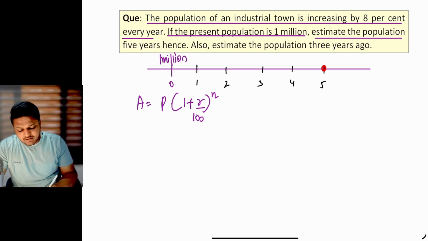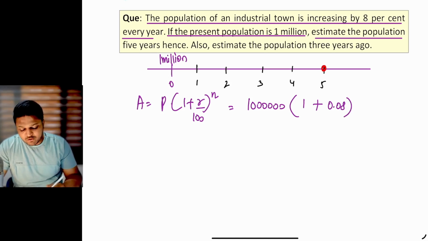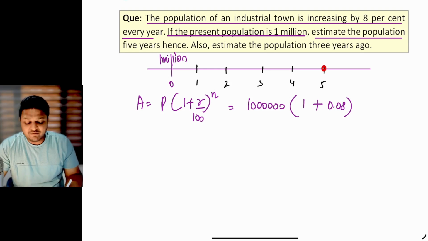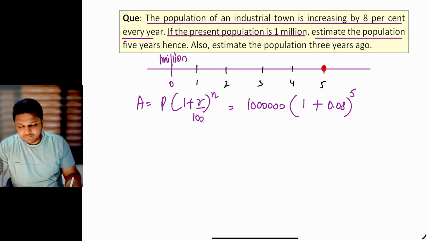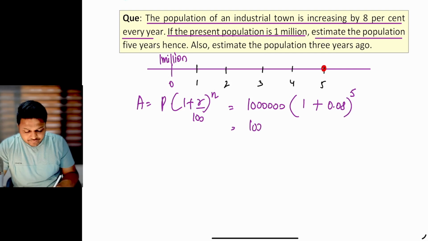Now we have the principal value of 1 million, meaning 10 lakh. And what is the value of R? It is 8%, so 8 divided by 100, that is 0.08. And n would be equal to what? Because we want to calculate after 5 years, raised to power 5. So now we have to solve this. It is 10 lakh into 1.08 raised to power 5.